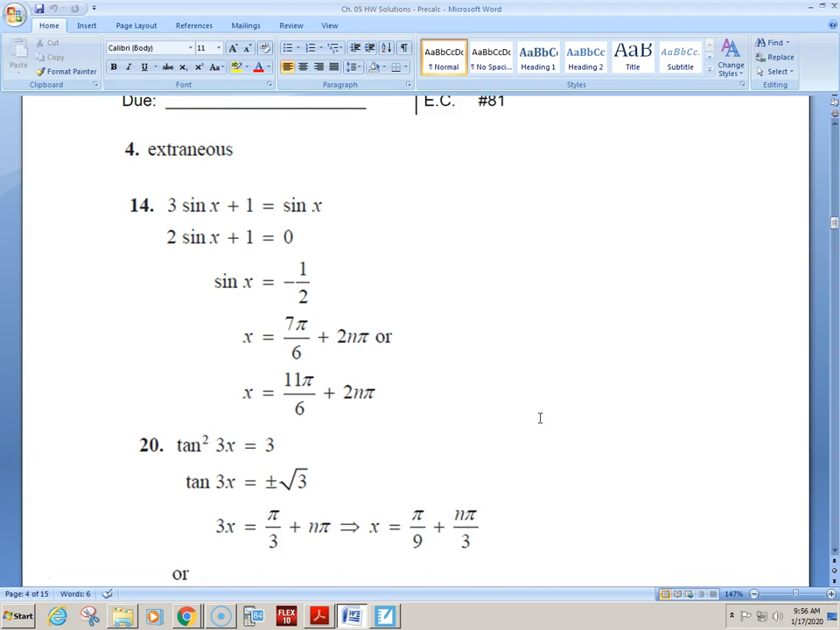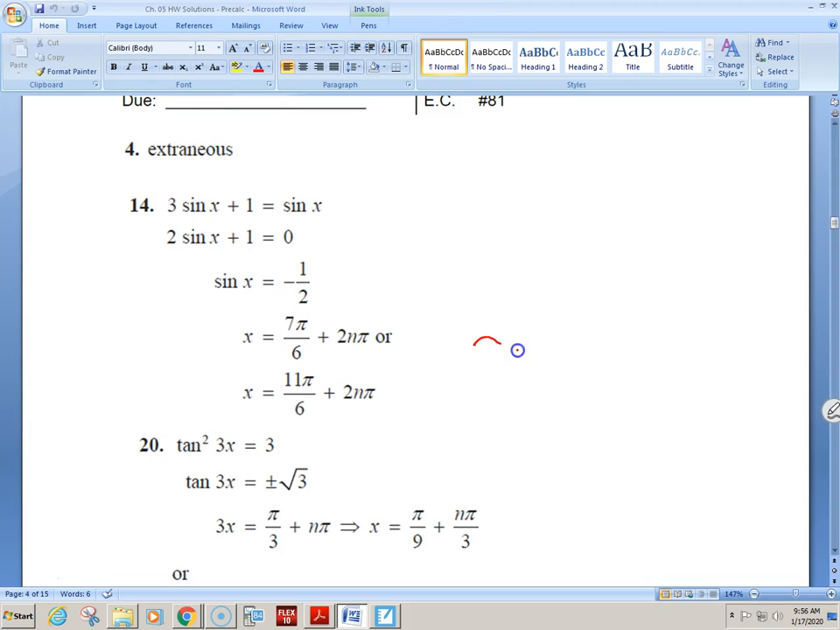Number 14, hopefully it wasn't too bad, just combine like terms, and then it was just solve, which means infinitely many, so we have our 2 different places in our unit circle plus 2 pi n. Ew, they put 2n pi? Whatever, I like 2 pi n better. They like 2n pi.